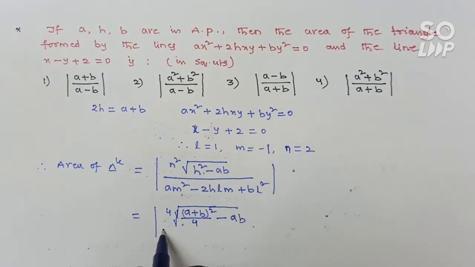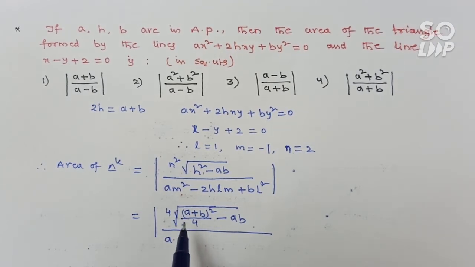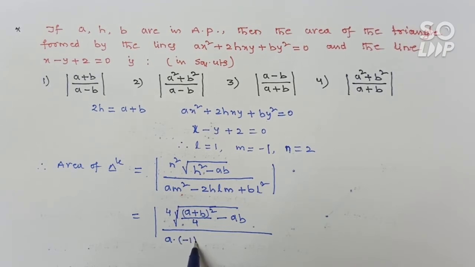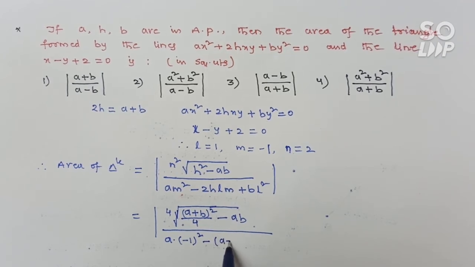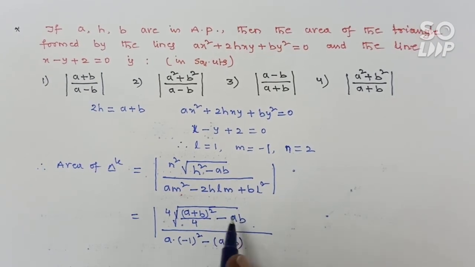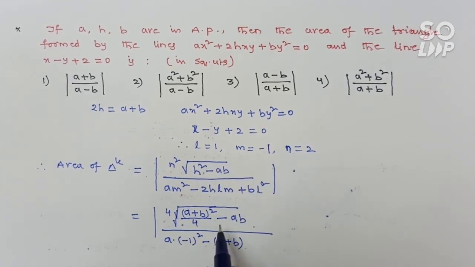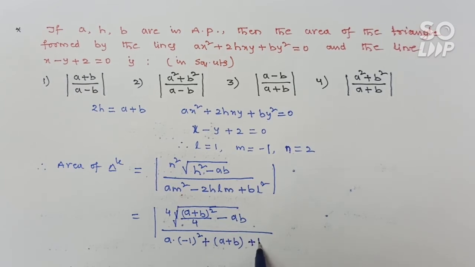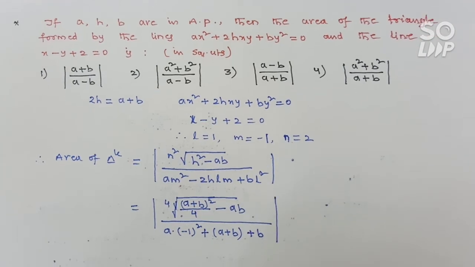A into b, whole divided by a into m square, where m is minus 1, minus 1 whole square is 1, so a plus 1. Minus 2h is equal to a plus b. L into m, where L is 1 and m is minus 1, is minus 1. So minus into minus is plus. And b into L square is equal to 1. So this is the substitution value.